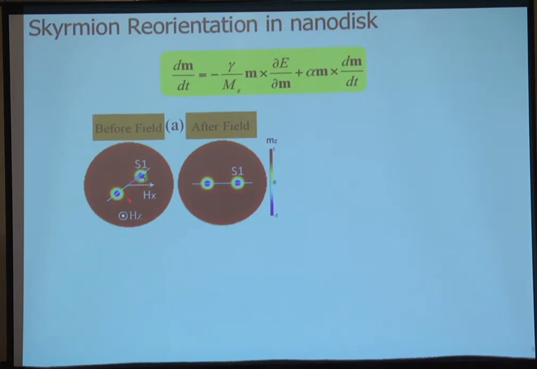So the consequence is the following. Once we apply the field, the skyrmion will start rotating. And eventually, these 2 skyrmions will reorientate themselves into a state that is parallel with the in-plane field. And this is a simulation.